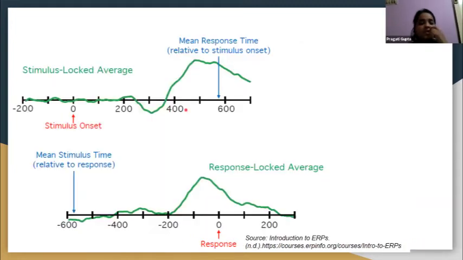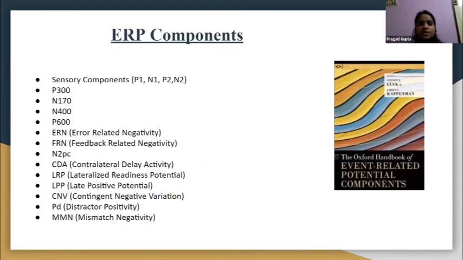The two ways we use in event related potentials are the stimulus locked averages and the response locked averages. The stimulus locked average is the activity of the participant when the stimulus was present, and the response locked is when the participant performed the response. So we see the mean response time and the mean stimulus time, and this way we observe those activities in terms of amplitude and latencies. Now we'll move on to the ERP components.